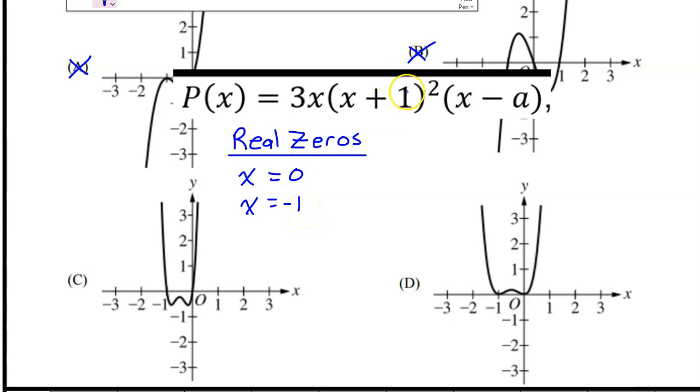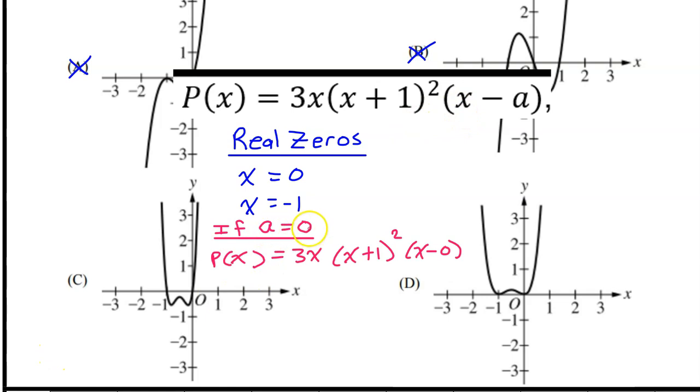So here comes the trial and error. What if a equals 0? In that case, p of x would equal 3x times (x plus 1) squared times (x minus 0). I'm just plugging in 0 for a. Obviously, x minus 0 is just x. If we simplify this down a little bit, we will have p of x equals 3x times this x, which is going to be 3x squared. So we'll have 3x squared times (x plus 1) squared.